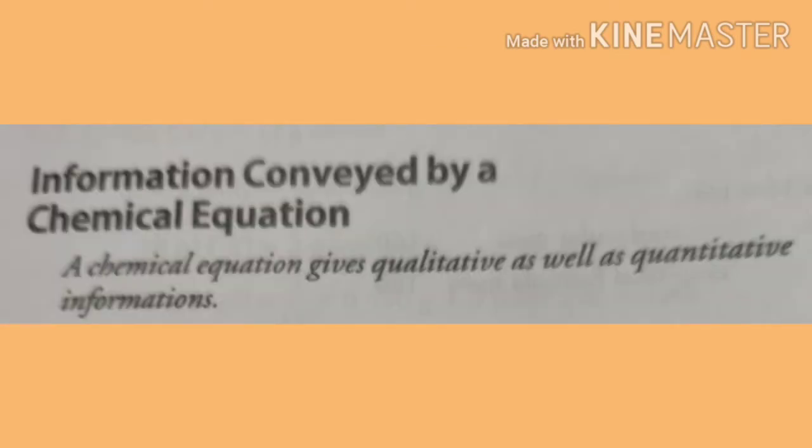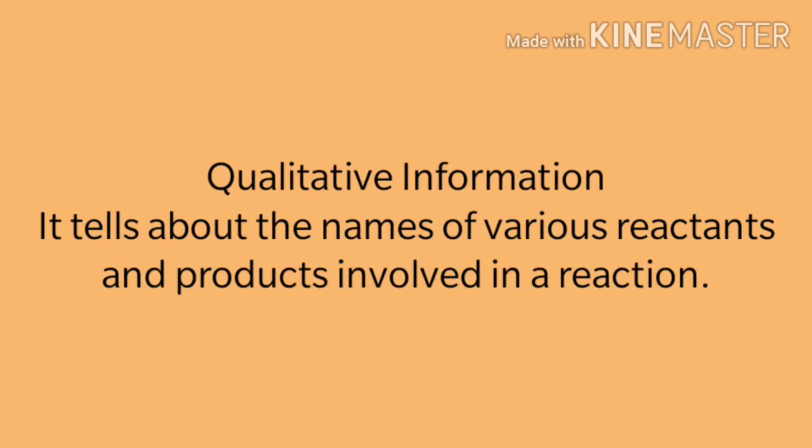Now, the information conveyed by an equation. A chemical equation gives qualitative as well as quantitative information. Qualitative means the names of the elements present in the chemical reaction. Okay? And it also gives an idea of the quantitative, that is, the amount. Now we'll see the qualitative and quantitative information separately.